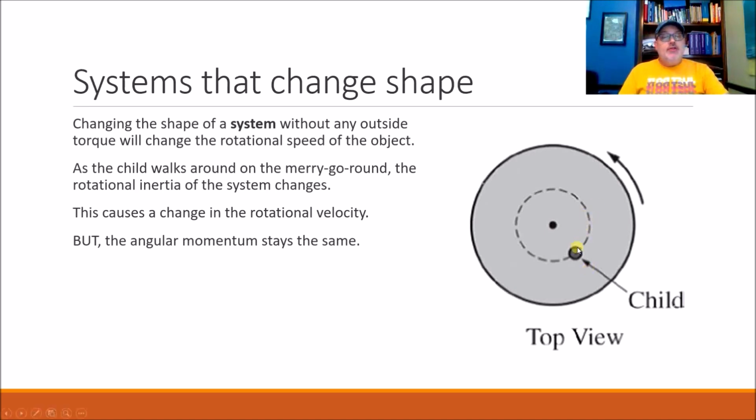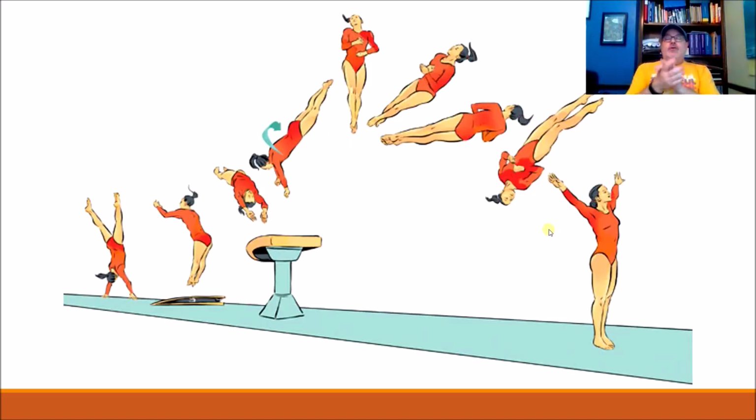So like if the child goes out, they're increasing I, the rotational inertia. So the system slows down, but the angular momentum stays the same. If they go inward towards the center, then they will decrease the rotational inertia, and the omega will spin up faster, but the angular momentum remains the same the entire time. So the child can't do anything to change the angular momentum, but they can change the rotational velocity. And that's it. So there's angular momentum.